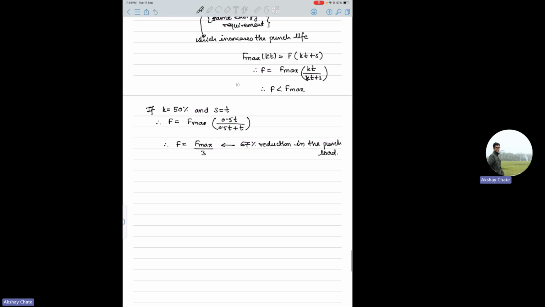And take it as a note. So far we have seen for punch, right? So for punching, shear is provided on the punch, whereas for blanking, shear is provided on the die.